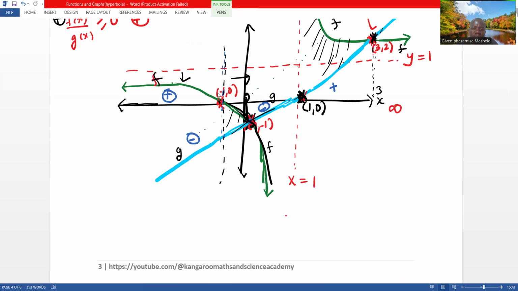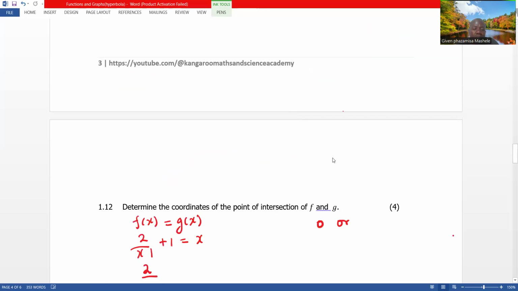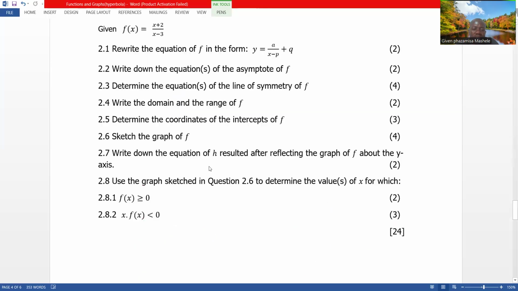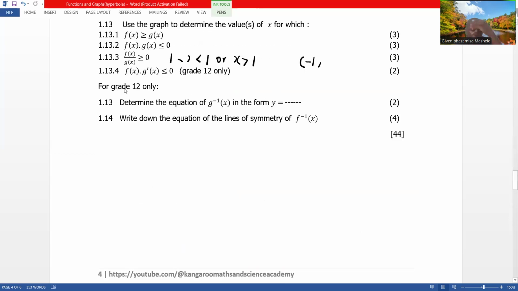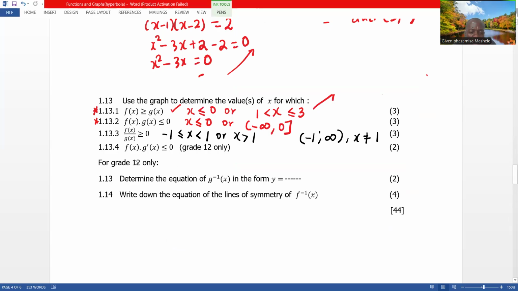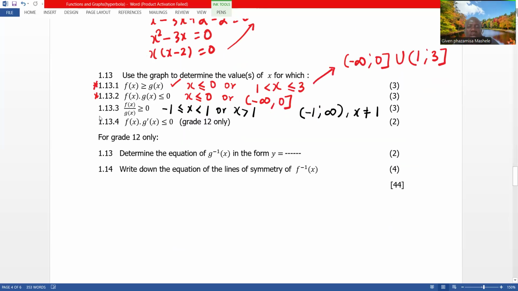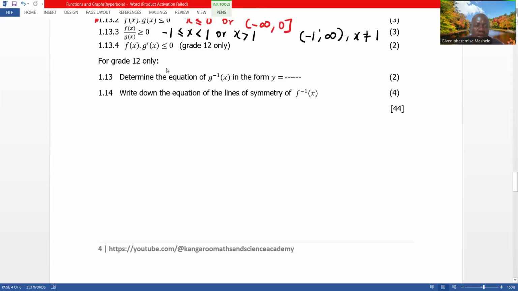Okay, actually from -1 straight to 1, but not including 1 to infinity. It's also fine. Then the next question, the next one says where f of x times g prime x is less or equals to 0. Before we answer this, let's first answer 1.13 and we'll come to that one.